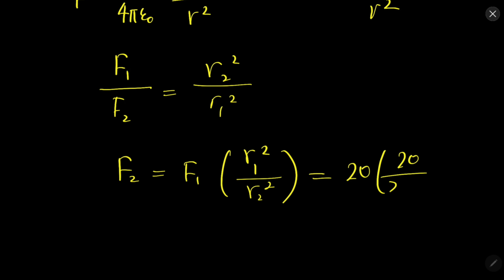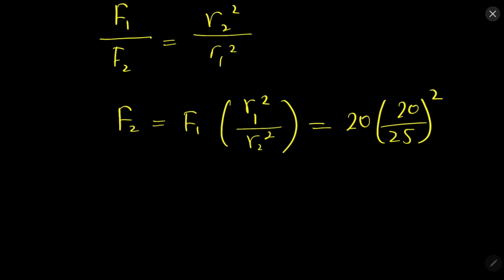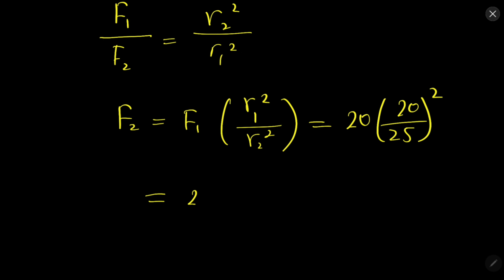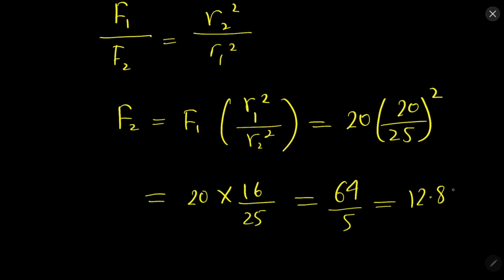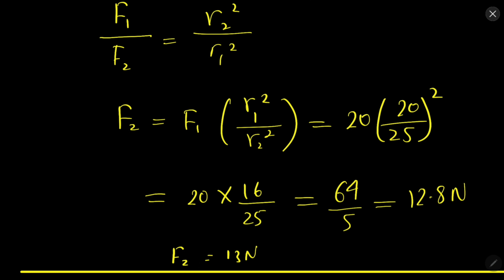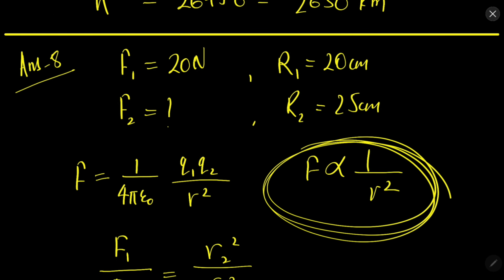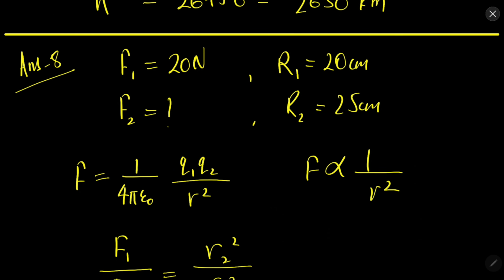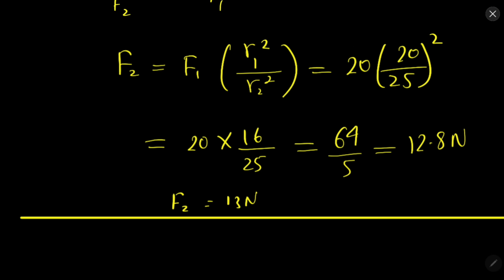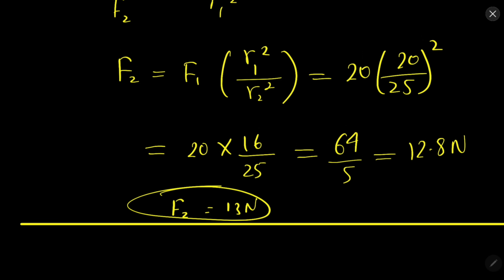So 20 into (20 by 25) square. So this will give us 20 into 16 by 25, which is equal to 64 by 5, which will give us 12.8 Newton. So approximately F2 will be 13 Newton. So by this relation, force is proportional to 1 by r square, we have found this value of F2.